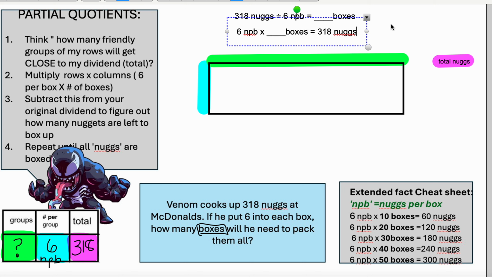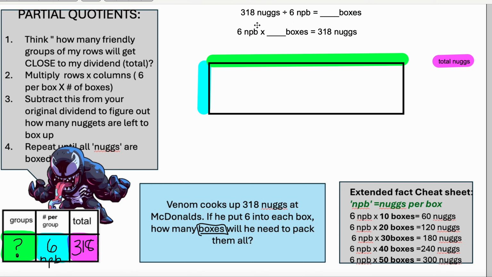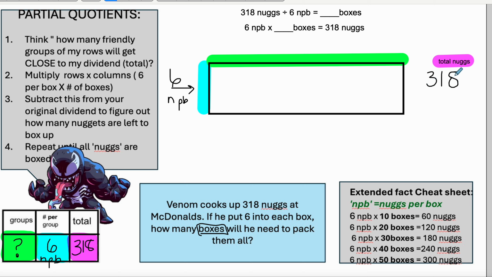Alrighty, so let's start filling in our array. We start with what we know. We know our nugs per box. Our divisor will become our rows. We have 6 nugs per box. And we know we have a total. We have to box up a total of 318 nuggies.